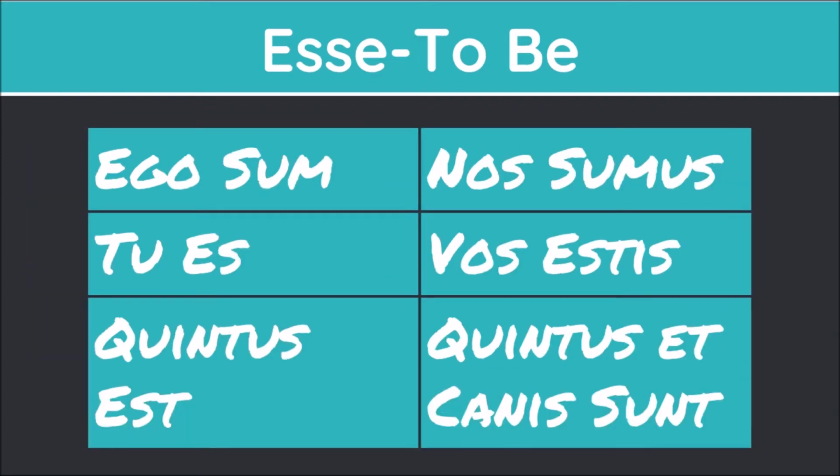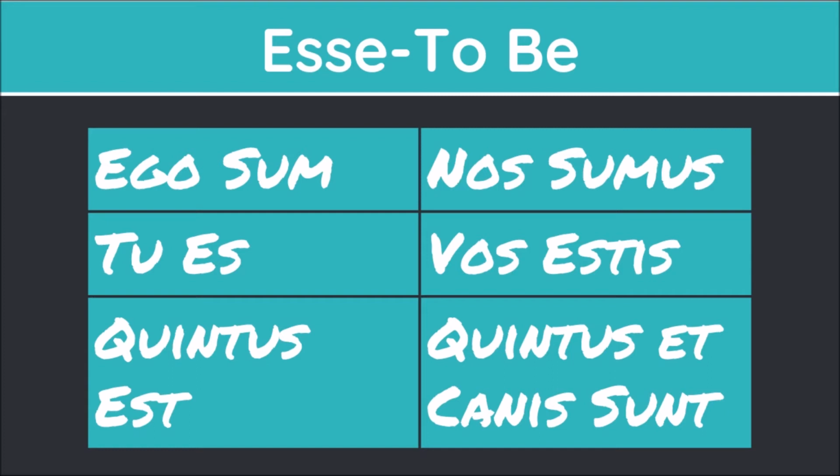Now the conjugation of that verb I was talking about a second ago. To be. Ego sum, I am. Tu es, you are. Quintus est, because we don't have a word for he is, or Quintus is. Nos sumus, we are. Vos estis, you all are. Quintus et canis sunt. Quintus and the dog are. So you can use this verb for locations or characterizations.